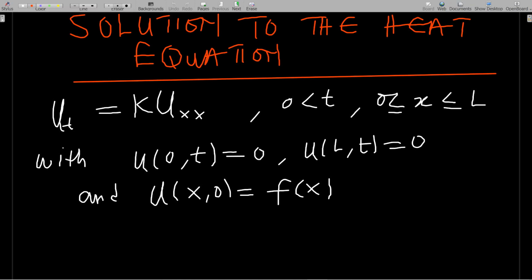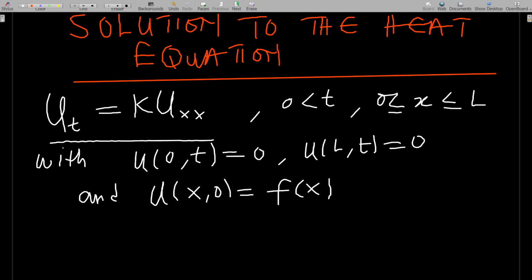Okay, so remember here is UT. The first one is UT. That's the heat equation in one variable. So the heat equation in this form is subjected to these conditions. These are boundary conditions plus an initial condition.